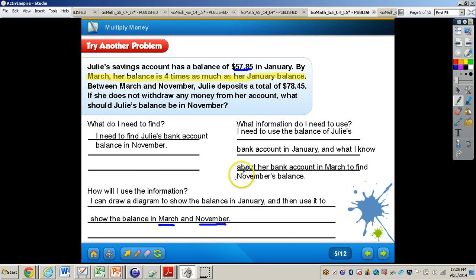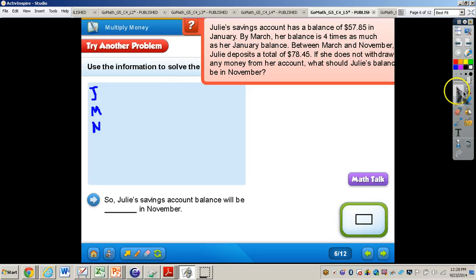I want you to write all of this in your Go Math book on page 178, and then we'll look at solving the problem together. What I have done, I've labeled these J, M, N, which stands for January, March, and November. What do we know? We know that in January there was an account balance of $57.85. So we're going to bring a box over here. I want you to draw a box, and inside that box we're going to write $57.85.